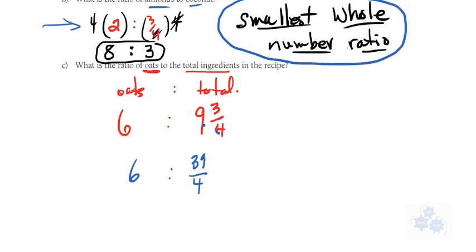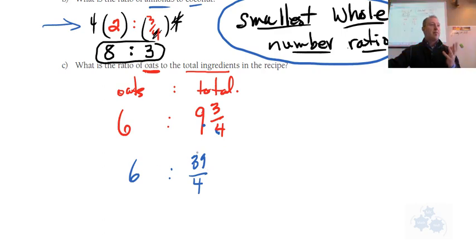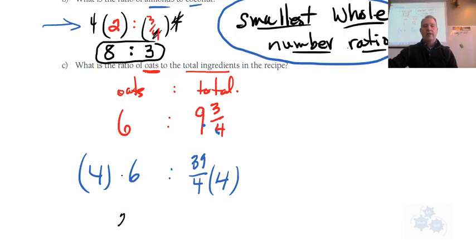Okay, sorry about that. So now we have a fraction, right? So what do we do to get rid of the denominator, this bottom part of the fraction? We're going to multiply both by 4. Right on. So then the smallest whole number ratio is actually going to be 4 times 6 is 24. And then the 4 would cancel out with this 4. And we're going to have 39.